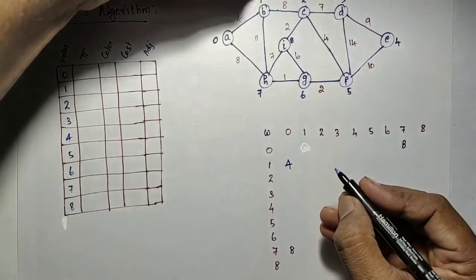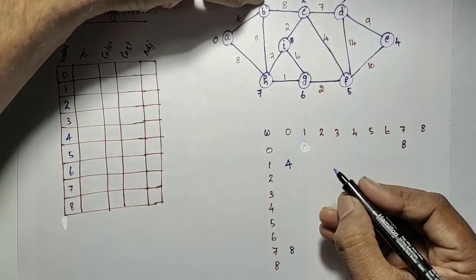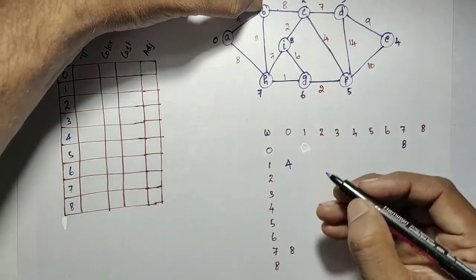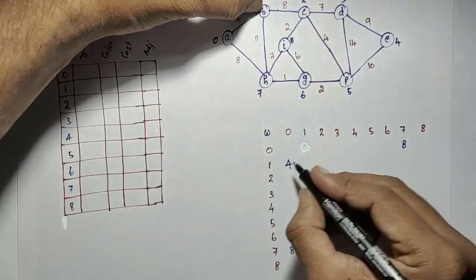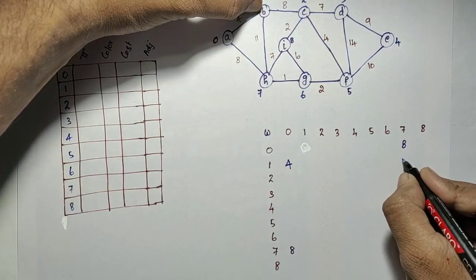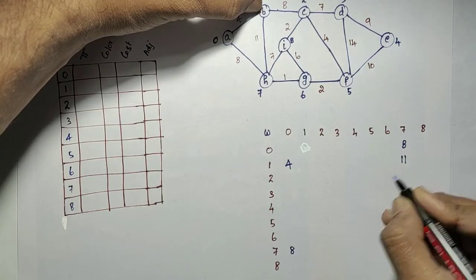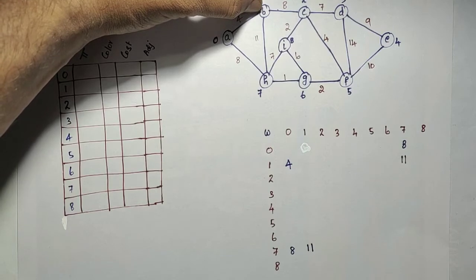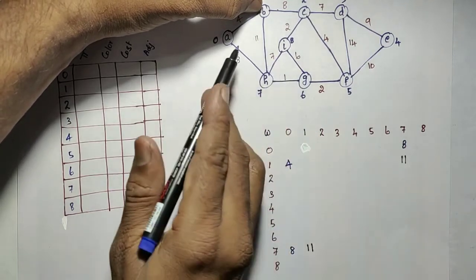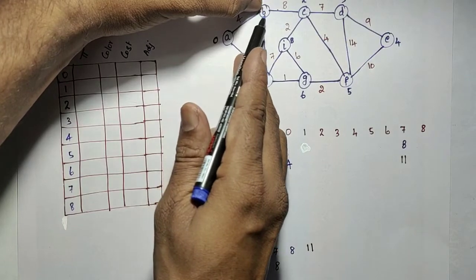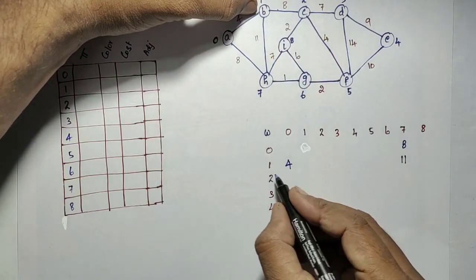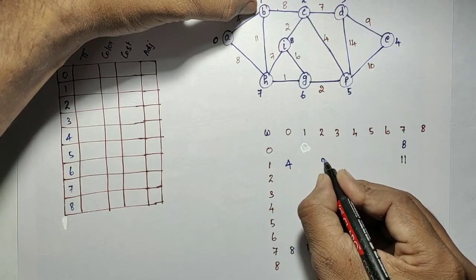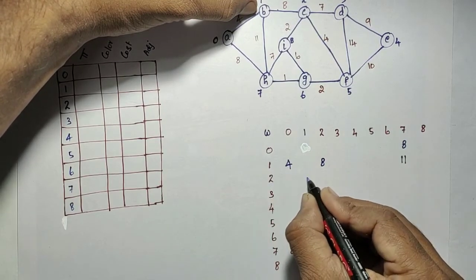Then you consider this one. So what are the leaving edges? 4 edges. 1 to 0 we filled, and 1 to 7, 11. So 1 to 7 is 11. 7 to 1 is also what? 11. Okay. And 1 to 2 is what? 8. 2 to 1 is also what? 8.